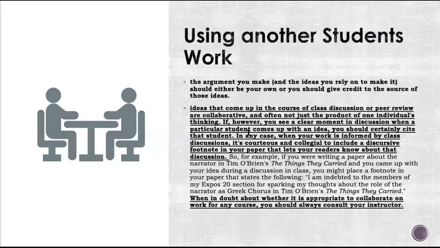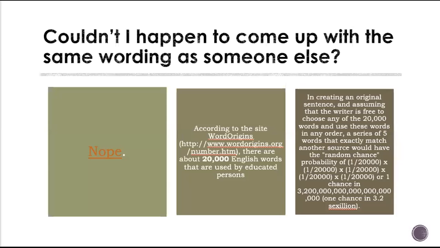Using other students' work. Now, hopefully you guys already know this, but you may not just use another student's paper or a portion of any other student's paper. You must write your own work. Additionally, ideas that come up in class discussion or peer review are collaborative and not just the product of one individual's thinking. If you're in discussion and someone gives you an idea, you should cite that person.